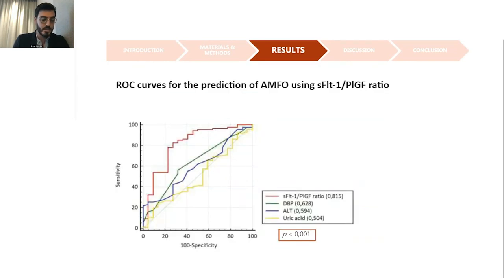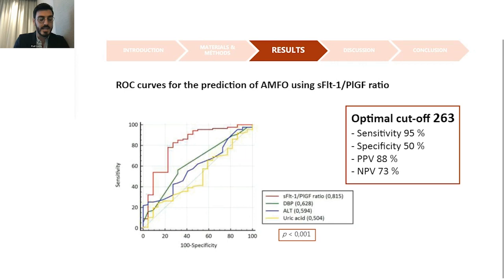And the main result is that the sFlt-1-PlGF ratio had superior performance to all other parameters measured on admission, including diastolic blood pressure, ALT, uric acid, etc. The area under the curve of the ratio was 0.82 and was significantly higher than the area under the curve of each individual parameter.